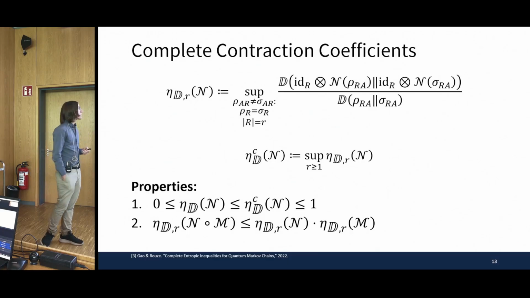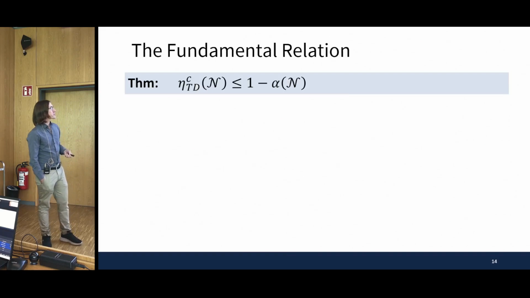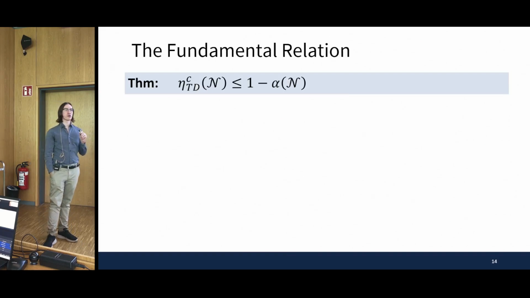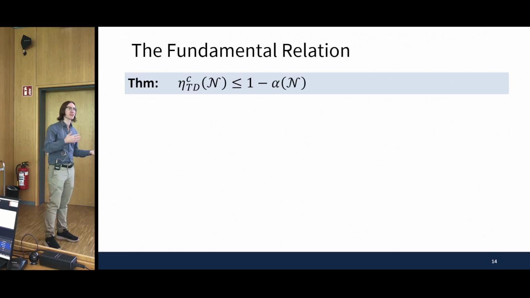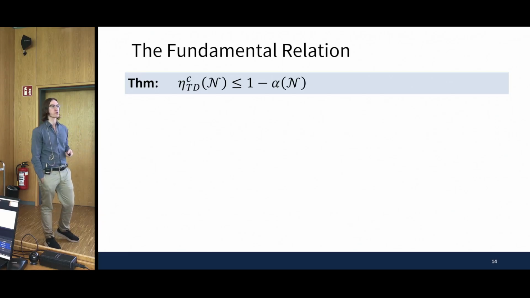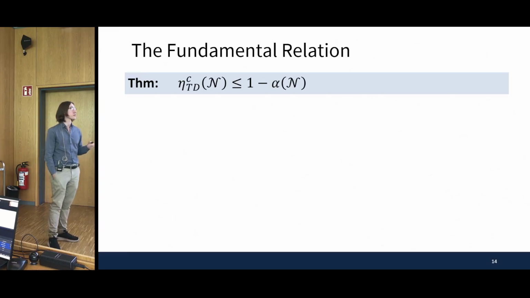Okay, so this is the fundamental relation that gives us that the quantum Doeblin coefficient is special, I would say, which is that the complete contraction coefficient is upper bounded by 1 minus the quantum Doeblin coefficient. And this is a super simple proof, and I think it's fun, so I'm just going to present it in case maybe it's useful for other people when they use these robustness ideas.